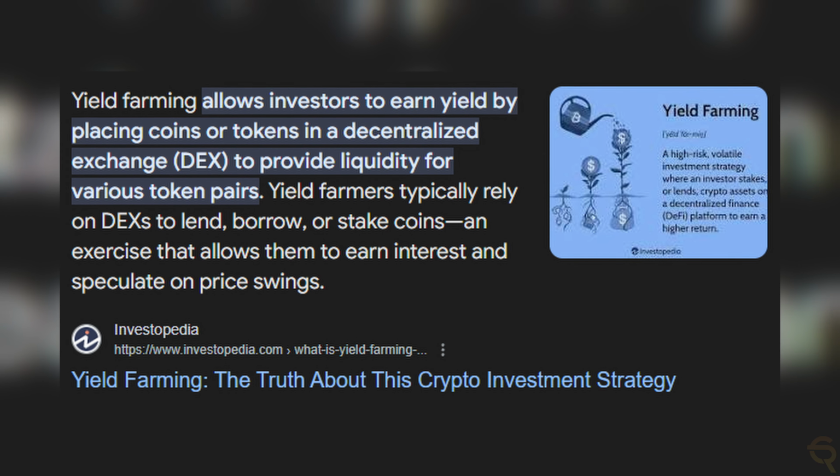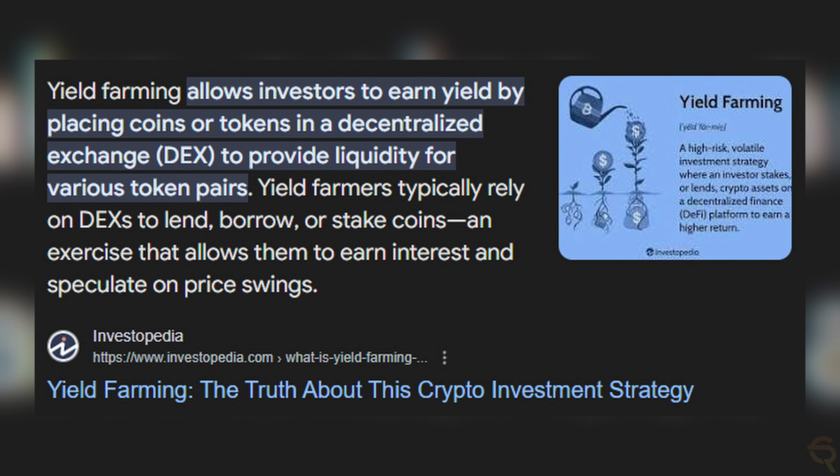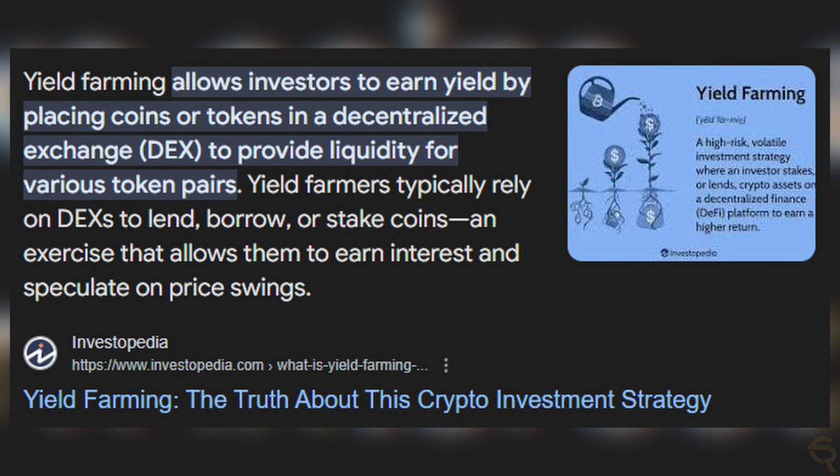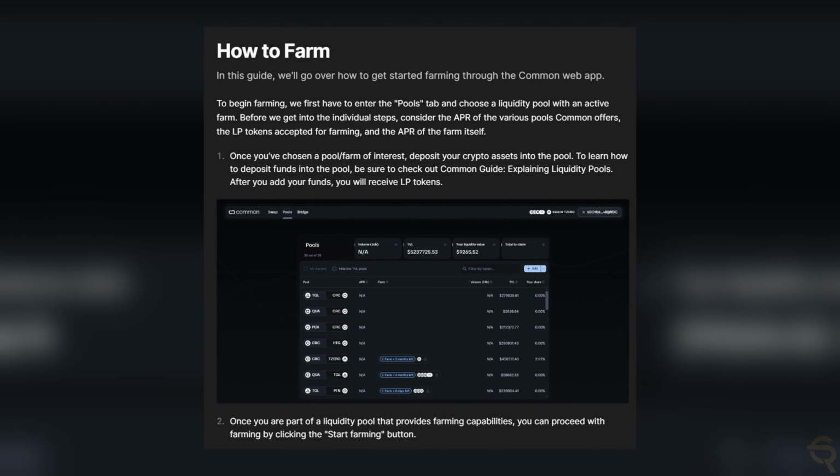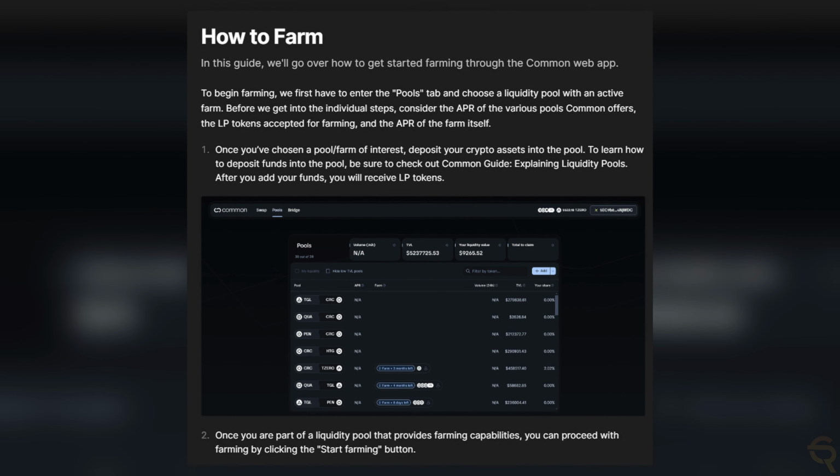Then if we look at the farming protocol offered by Common, that adds another layer of value to the ecosystem. Yield farming has become a popular method for incentivizing users to provide liquidity and to participate in DeFi platforms. By integrating a farming protocol, Common allows users to earn additional rewards on top of those gained from liquidity provision. This not only increases user engagement, but also helps in attracting more participants to the platform, thereby boosting the overall liquidity and activity within the ecosystem.